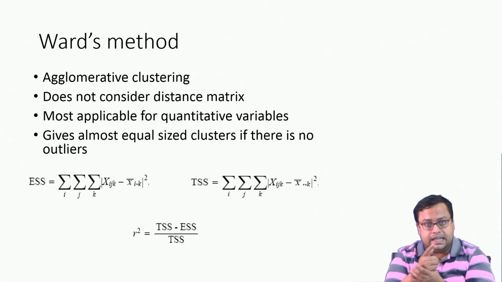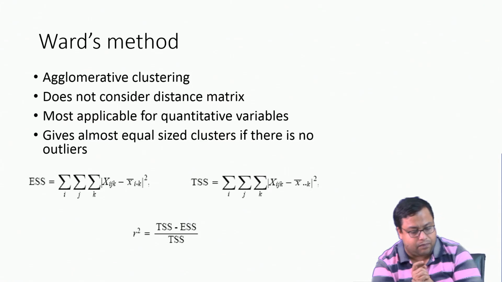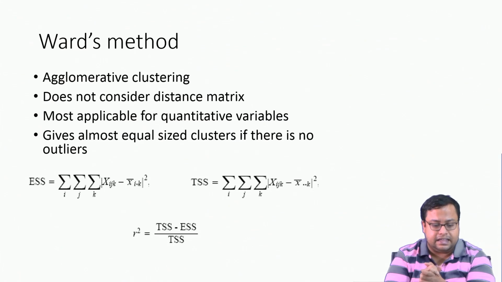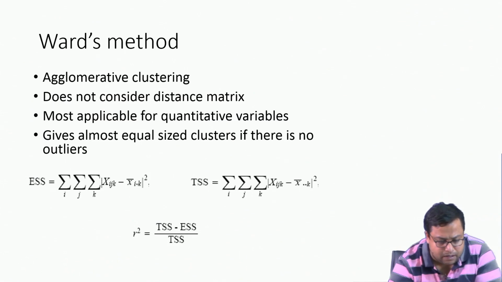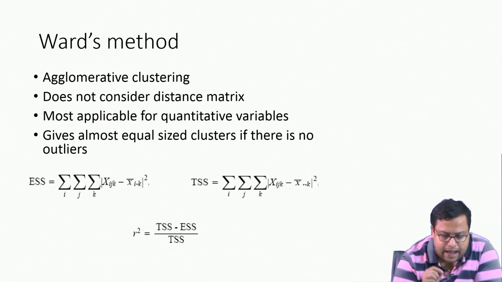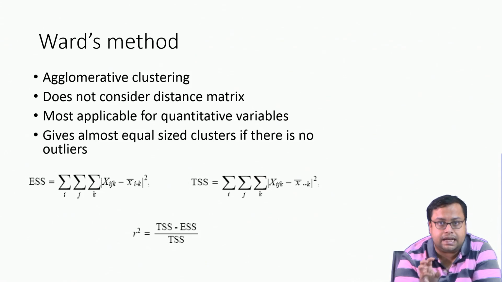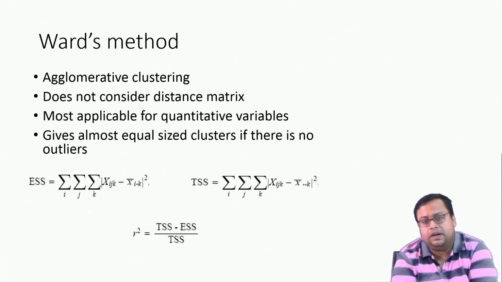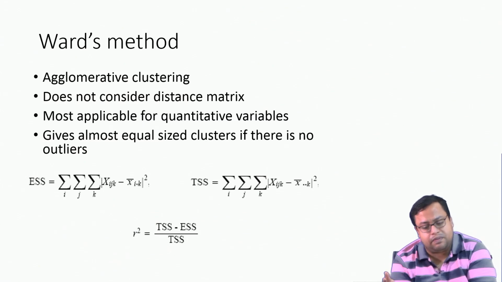The ESS is the error that is still left. So, what is Xijk? For all the people who are in the ith group, I find out the mean of that group, then subtract it from that particular group's individual observations and then add them up. So, that is one part, which is the error that is still left. And TSS is when I had no segment, when everybody was put in one segment, what was the situation.